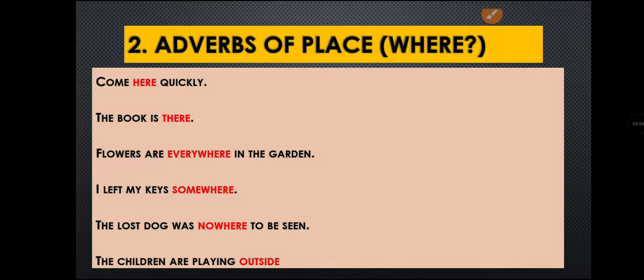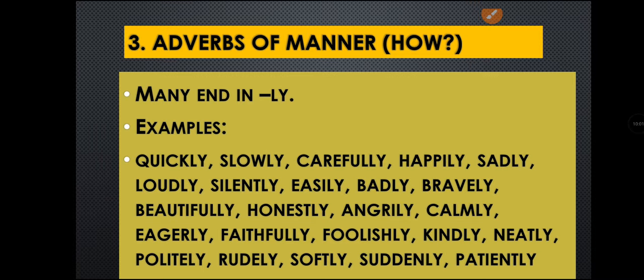These adverbs are telling us about the place of action, and we are getting the answer by asking the question where. So let's move to the next type, that is third type of adverb, that is adverb of manner. Manner is nothing but how a particular action has happened. So how means, that is we are asking the question how. It tells us about manner, in which way a particular action has happened. That is called adverb of manner.